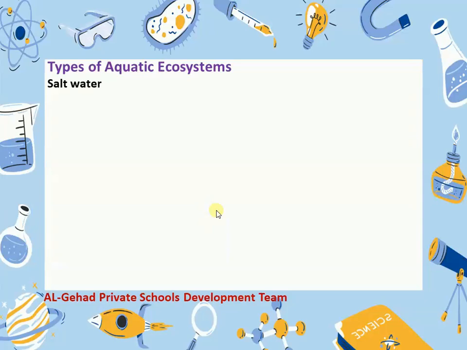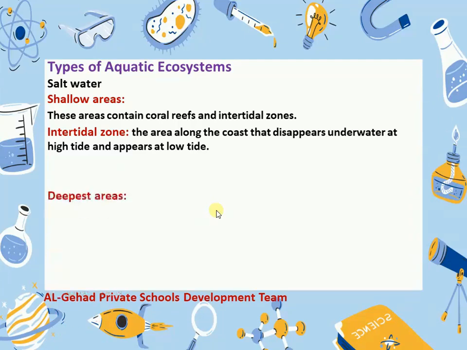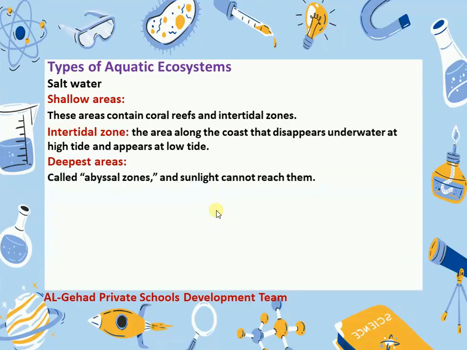Types of aquatic ecosystems. Saltwater. Saltwater has shallow areas. These areas contain coral reef and intertidal zones. The intertidal zones mean the area along the coast that disappears underwater at high tide and appears at low tide. Number 2, deepest area. Deepest area called abyssal zones, and sunlight can't reach them.